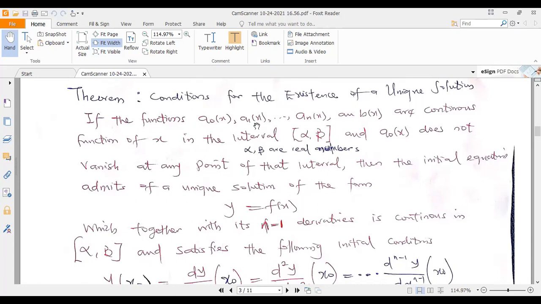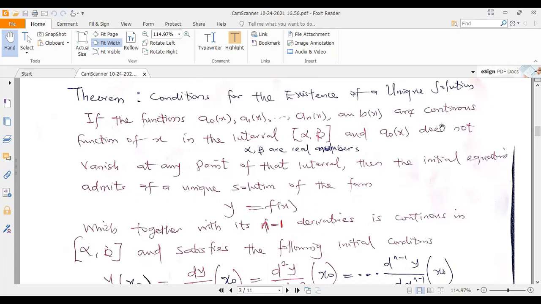Now you see that whatsoever the nature of the solution may be, we are still going to use the same points. Do you remember the points? Continuous and boundedness. We're still going to use the same point here: all the coefficients must be continuous.